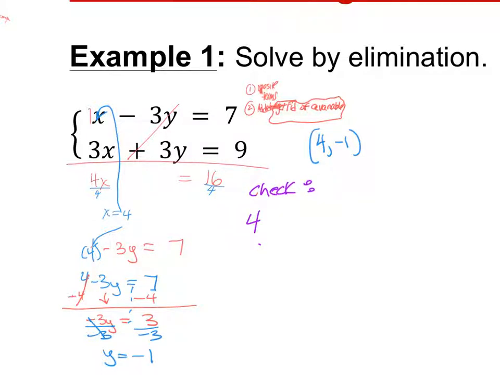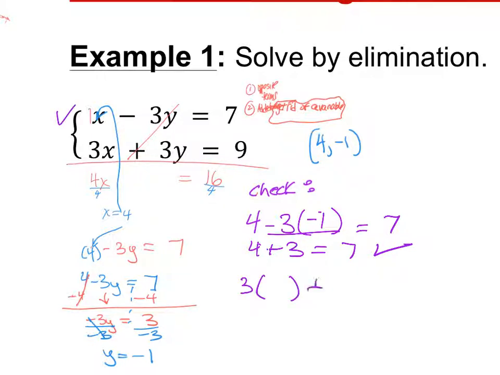Four, which is x, I'm using this first equation, minus 3 times y equals 7, where y is negative 1. Four, this becomes plus 3 equals 7. Yes, so I know it's correct for that one. Now I do it for the second one.